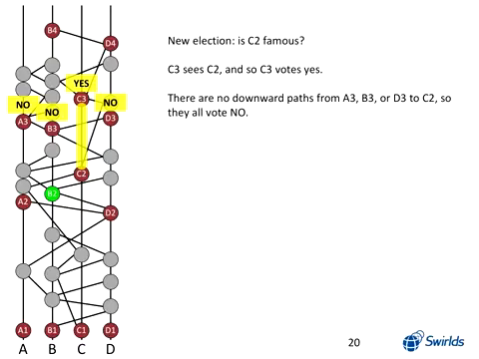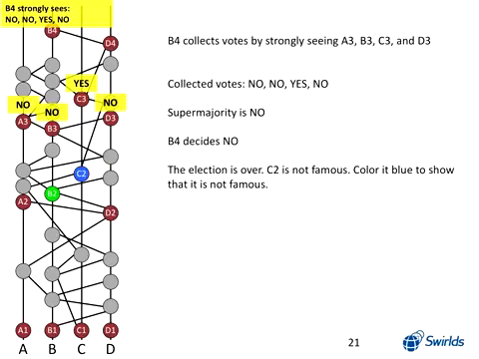Now let's see if anybody can count those votes. Oh, yeah. We've already said that B4 can see all 4 of those witnesses. So B4, by the same argument as before, we could redraw those red and green lines again. B4 collects all 4 of those votes. And the 4 votes are no, no, yes, no.